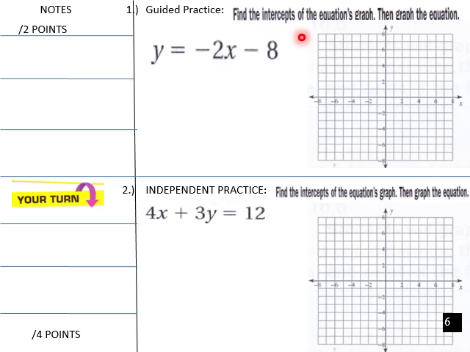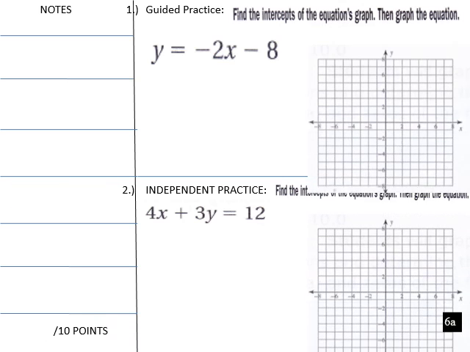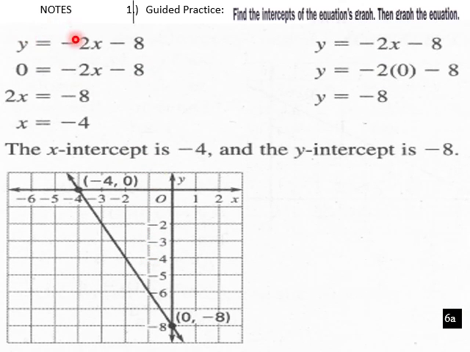Okay, find the intercepts of the equation graphed here, then graph the equation. Same thing here for you students on your independent practice. Let's do our guided practice first. We plug in 0 for y, and then we solve for x, and x equals -4. So when y equals 0, x equals -4, there's our x-intercept. To find our y-intercept, we plug in 0 for x and y equals -8. Then we sketch a line like that.